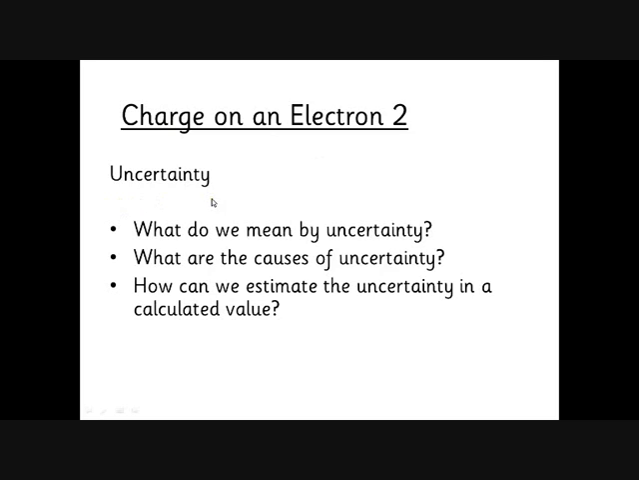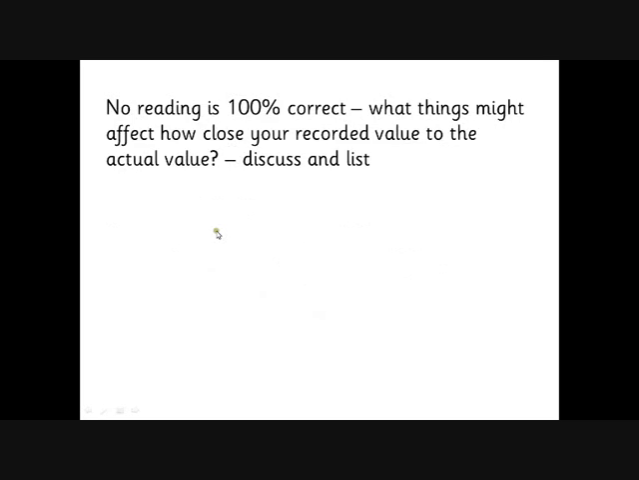This is what's called uncertainty. So we need to be clear what we mean by that. We need to know the causes of uncertainty, and most crucially, we need to be able to estimate the uncertainty in a value we've got. So once you give me an answer and I say to you, how close do you think the answer is to the correct answer, you need to be able to actually estimate how far out you might possibly be.